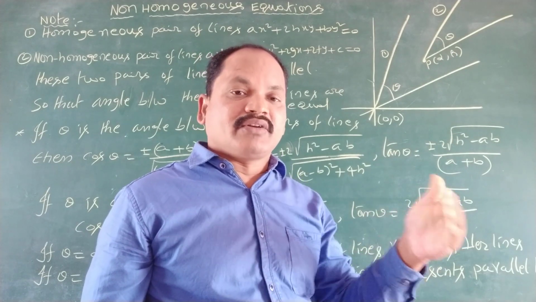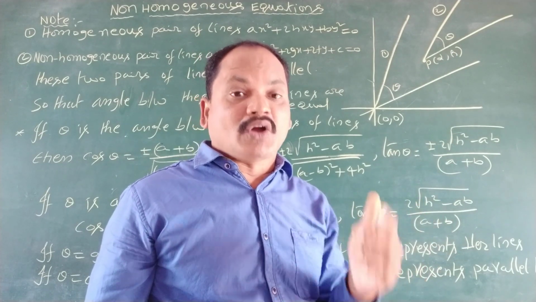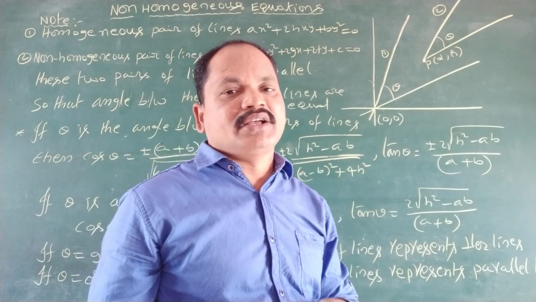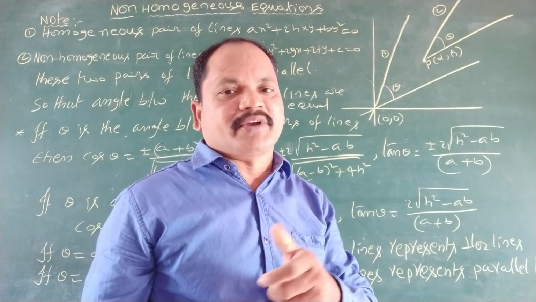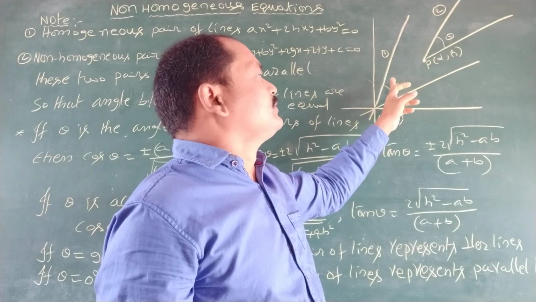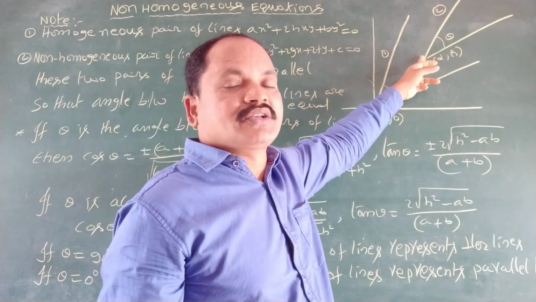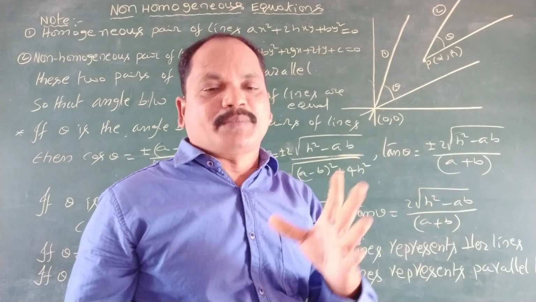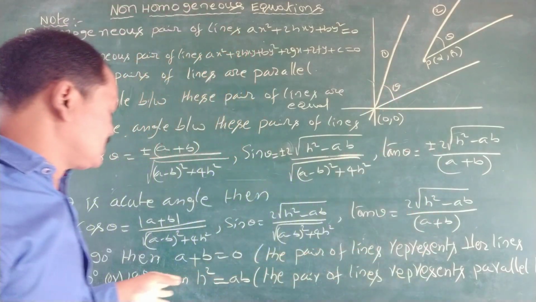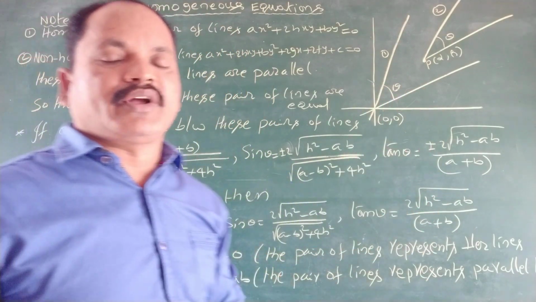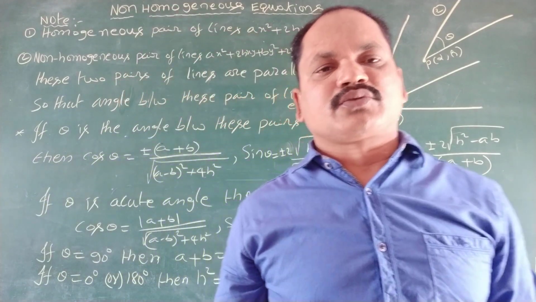Parallel lines, a1 by a2 is equal to b1 by b2, not equal to c1 by c2. That's why the constant may differ. That's why here, for the homogeneous part, coincident lines. For the non-homogeneous part, parallel lines, for the condition h square is equal to ab. Now we are going to the questions on this concept.